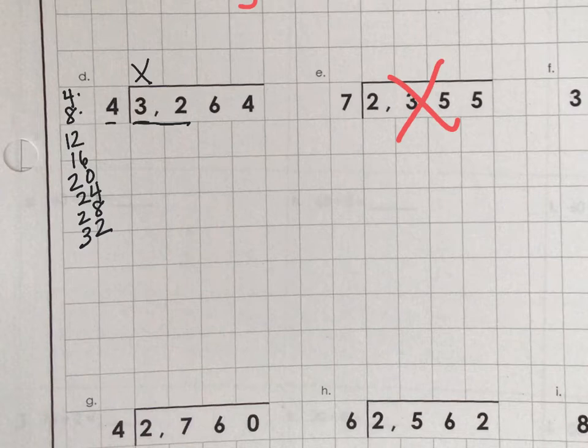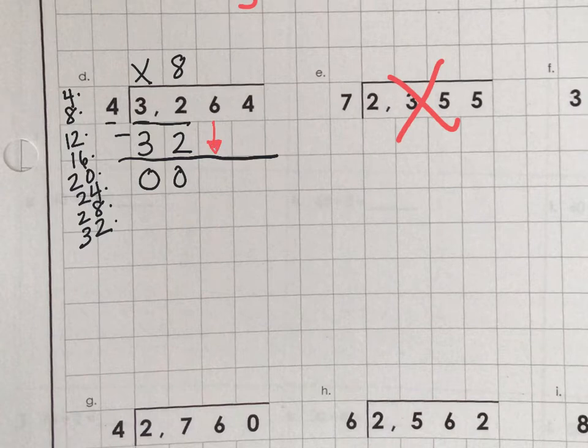So that was 1, 2, 3, 4, 5, 6, 7, 8. And then I say 8 times 4 is 32. Fits perfectly. And I subtract, and that's 0. And I check, is there a number to bring down? Yep, I can only bring down one number at a time. Bring down my 6.